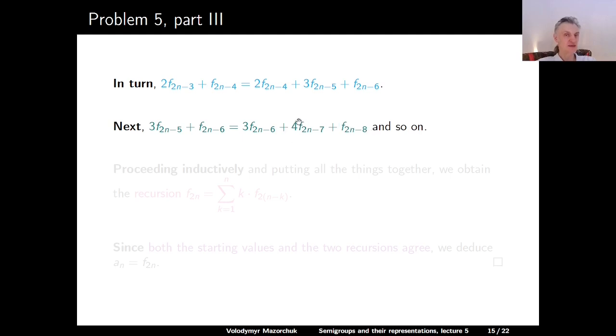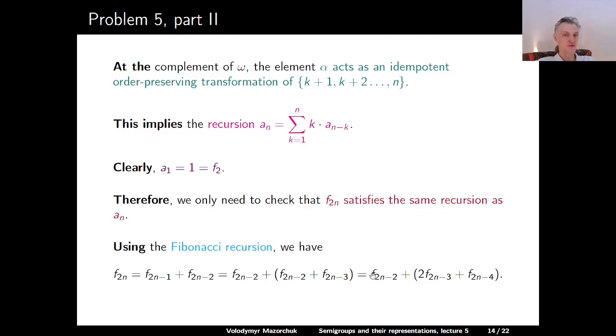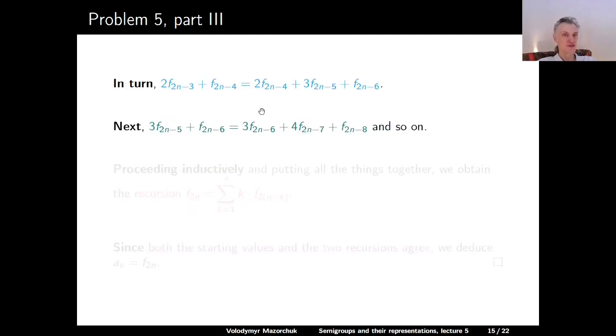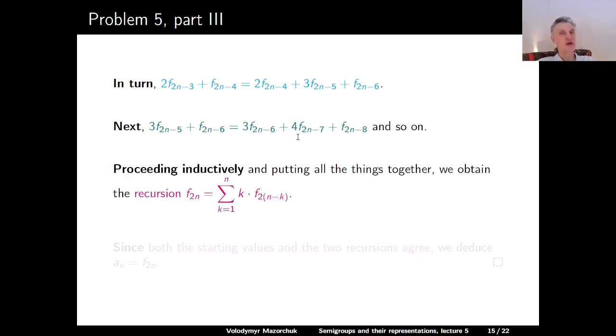And now we see that this grows by 1 at each step, so here we have coefficient 1, here we have coefficient 2, here we have coefficient 3, from this step we get coefficient 4, and this continues all the way, and gives us for F_{2n} the recursion that F_{2n} is equal to the sum over k from 1 to n of k times F_{2(n-k)}. So since both the starting values agree and the two recursions agree, we deduce that A_n is equal to F_{2n}.